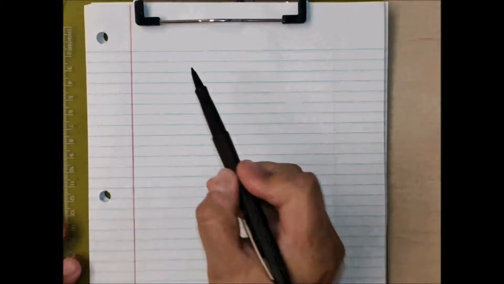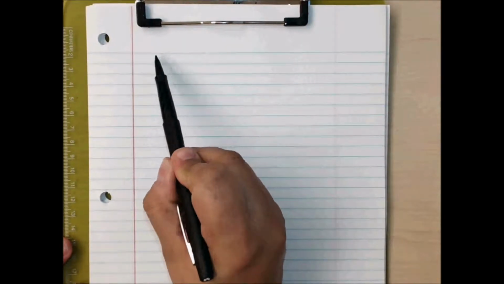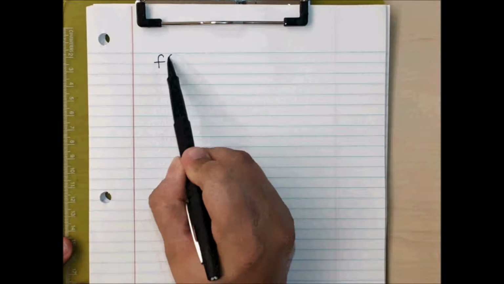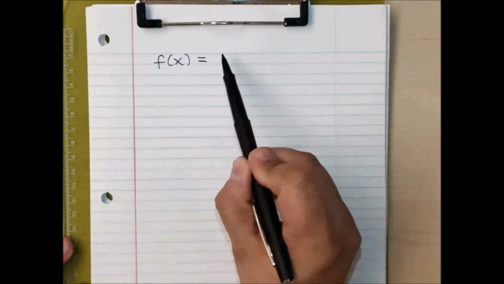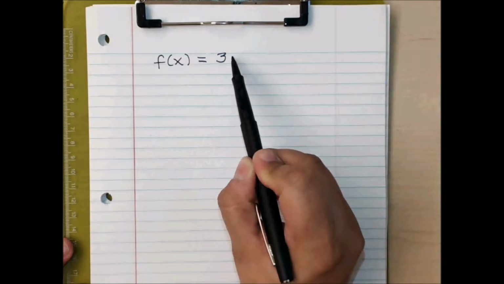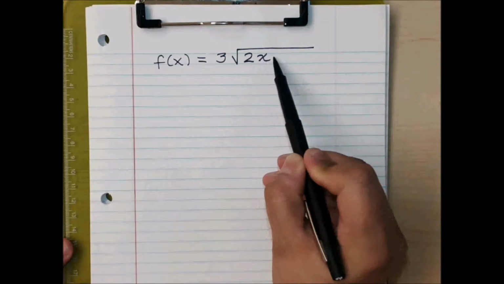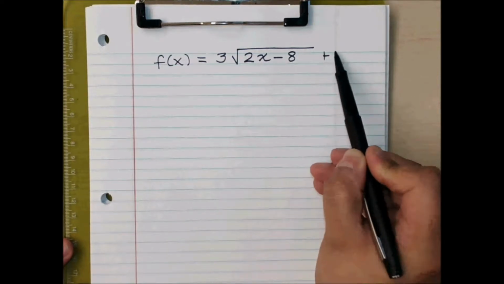Okay, so I want to talk to you about describing transformations when you have, let's say, a function such as this. Let's say that I have f of x is equal to 3 times the square root of 2x minus 8, and then plus 4.